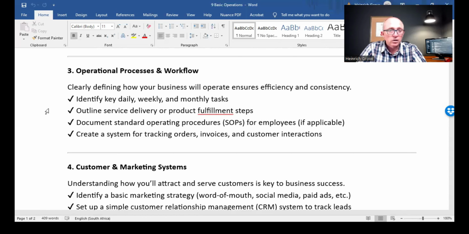What time do you open in the morning? What time do you close in the afternoons? How many staff do you need? What will the role be of each one of those staff members? So I think the next thing there is to document standard operating procedures for all employees, if it's applicable, which means defining what the roles of the employees that work there are.